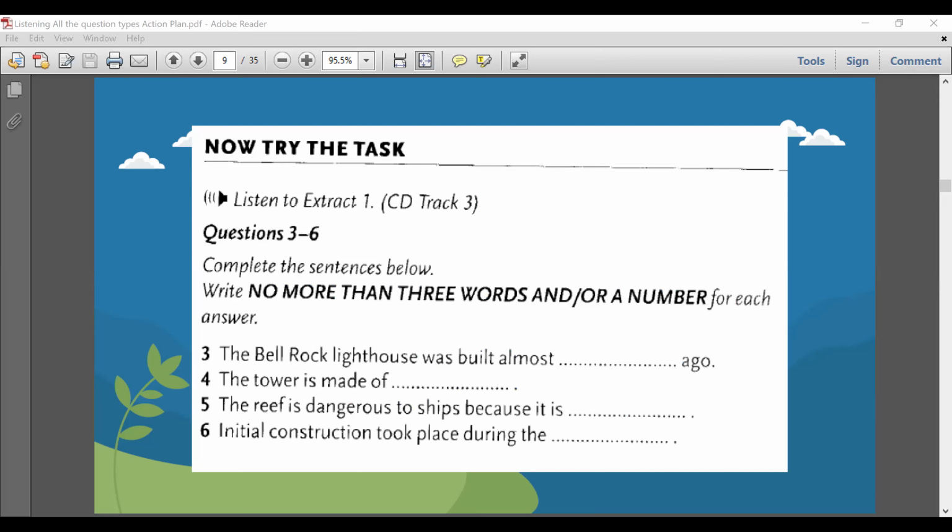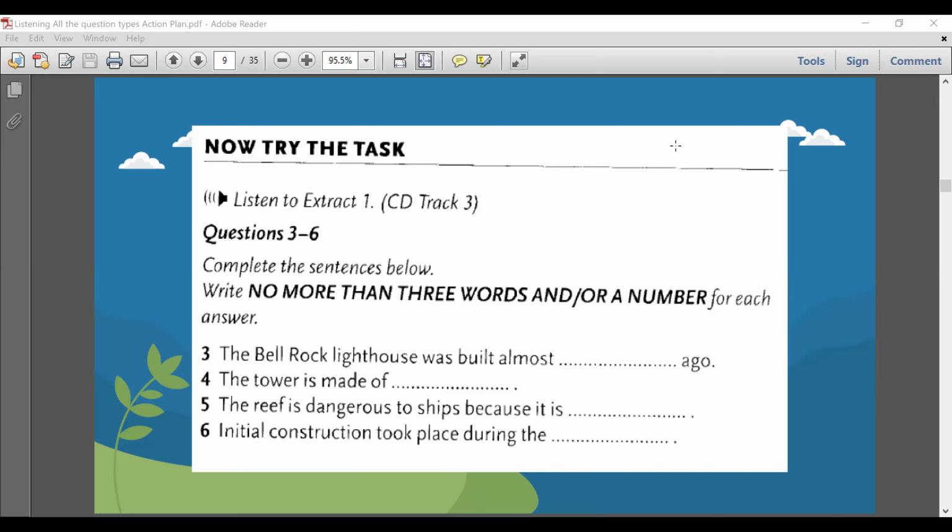Listening Section 2. Extract 1. Questions 3 to 6. Yeah, can you see the new screen in front of you, students? 3 to 6 दिख रहा है आप सबको? Can you see 3 to 6 in your notebook? I mean on your screen? Very good. So let us go ahead.